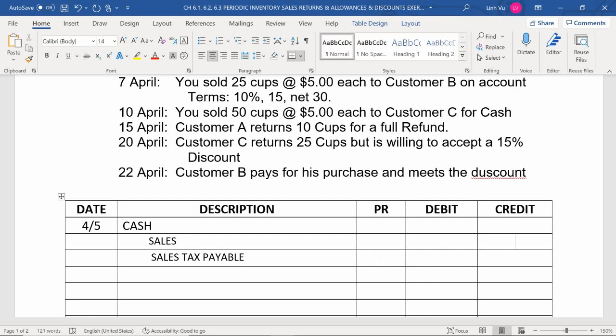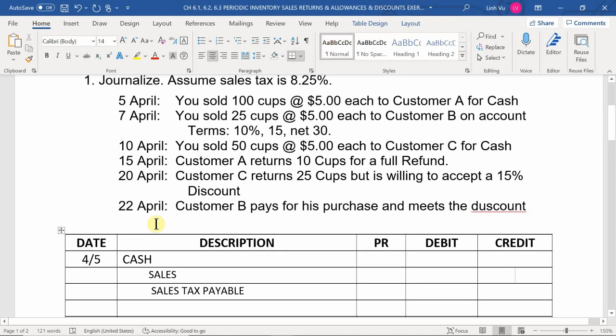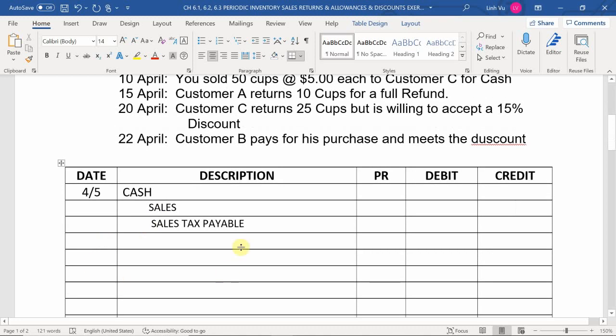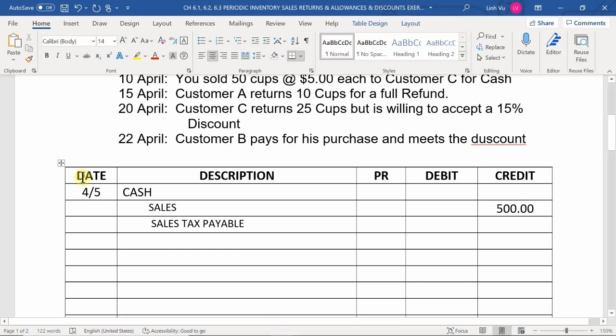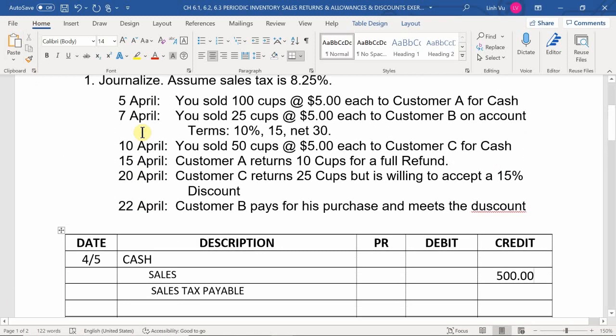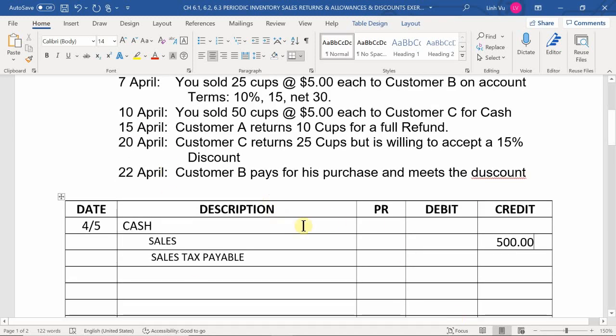How much is the sales? We sold 100 cups at $5 each. 500. Good. How much tax am I going to be collecting? $41.25. Yes. Okay, so in grand total, how much cash should I be receiving from customer A?